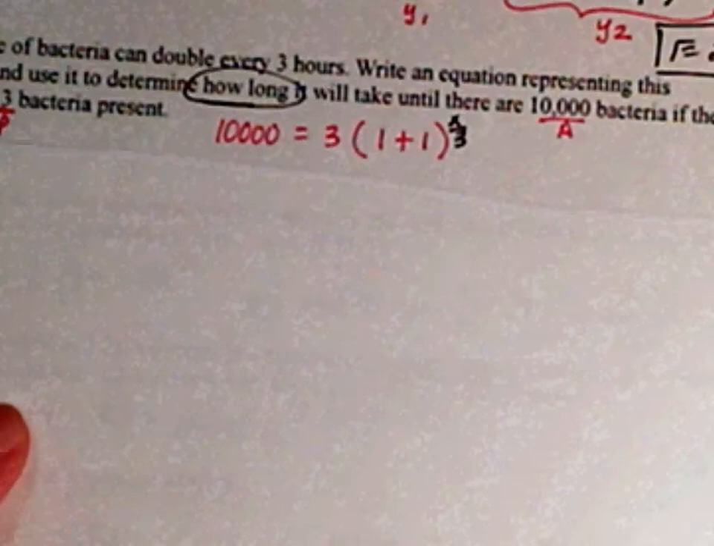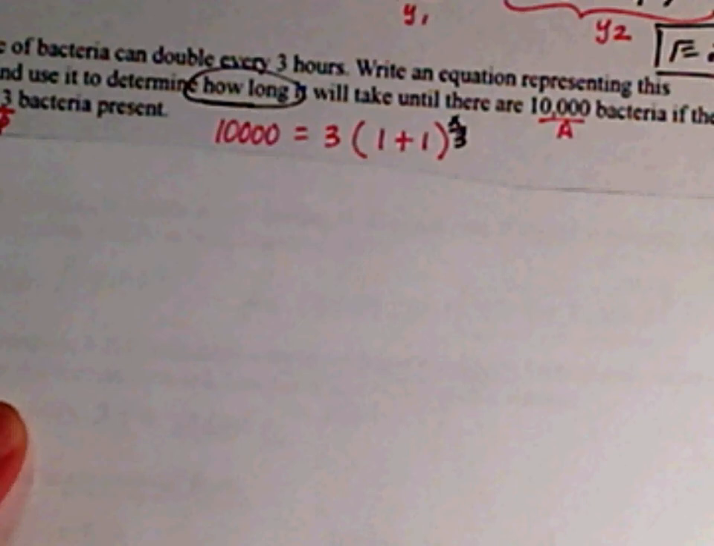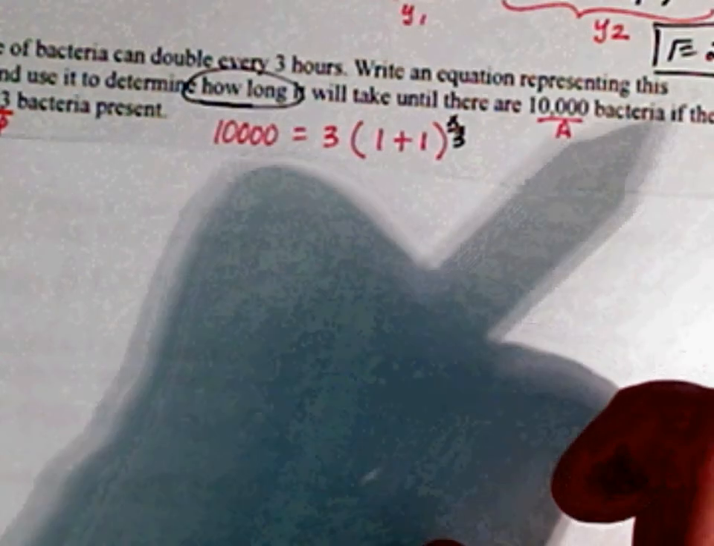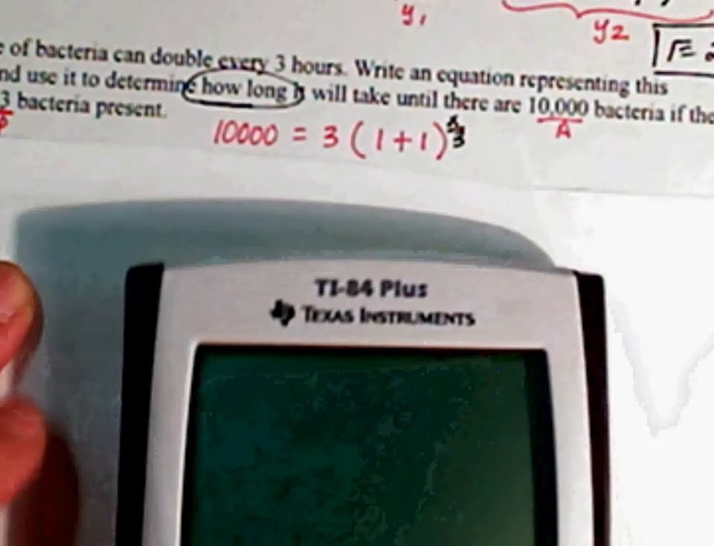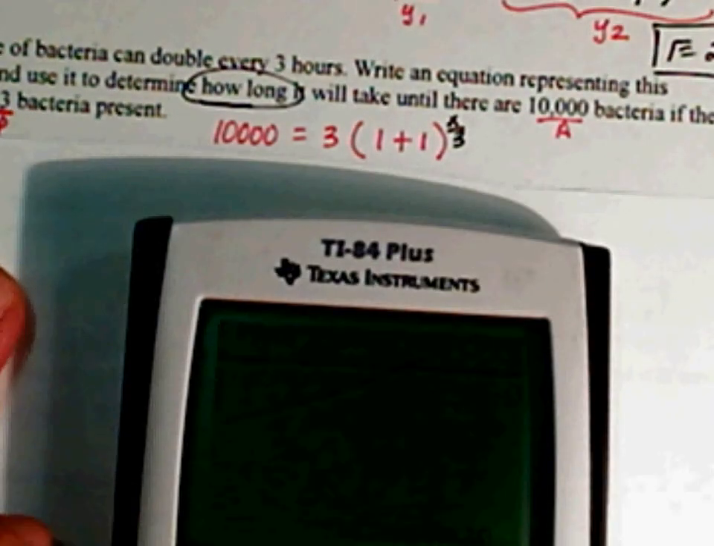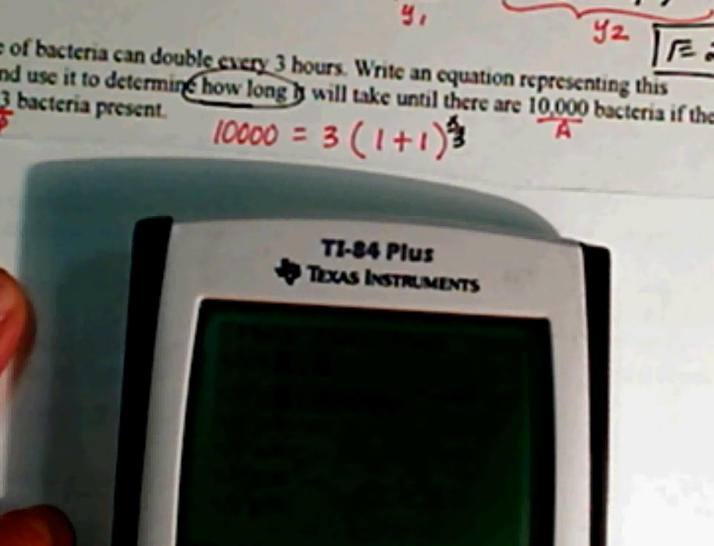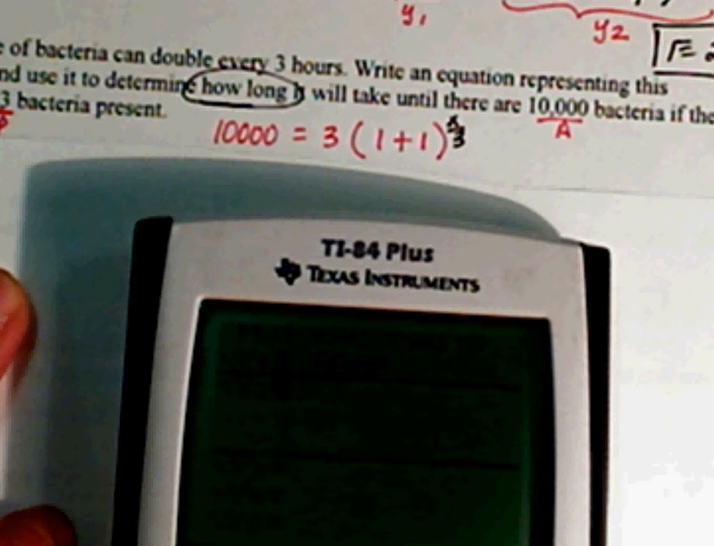So let's go ahead and use our calculator. Let's look at the intersection. The intersection will be easier to do than trying to solve. y1, put in 10,000. Yep. Okay. y2, 3 times 2 raised to the x divided by 3. You can put 1 plus 1, or you can type in 2. It doesn't matter. Why is it x divided by 3? Because it's every 3 hours. Got it? All right. So we're looking for how long.